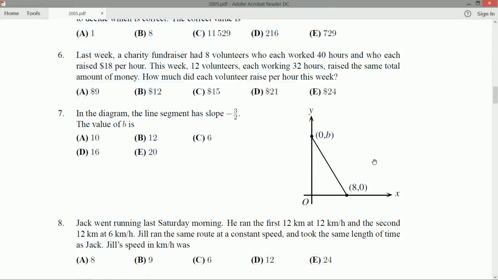Question 7. In the diagram, the line segment has slope -3/2. That's how you can tell it's going down to the right, because it's got a negative slope. The value of b is... so let's take a look at our diagram. We've got (8, 0), so that's a point on here, and we've got (0, b). So b here would be the y-intercept.